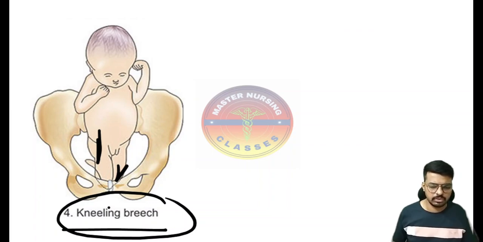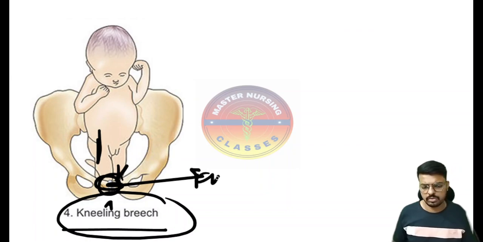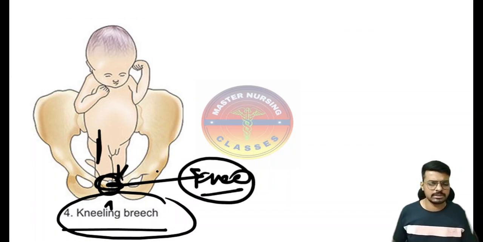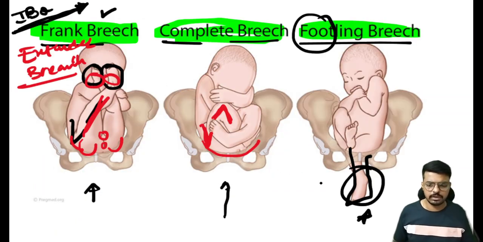When we do the per vaginal examination, we'll feel the knee here. If we feel only the knee, that is the kneeling breech. Only the foot we are feeling means there is a footling breech. Foot, external genitalia, anal sphincter and coccyx we are feeling means there is the complete breech. Only the anal sphincter, genitalia and coccyx we are feeling means there is the frank breech.